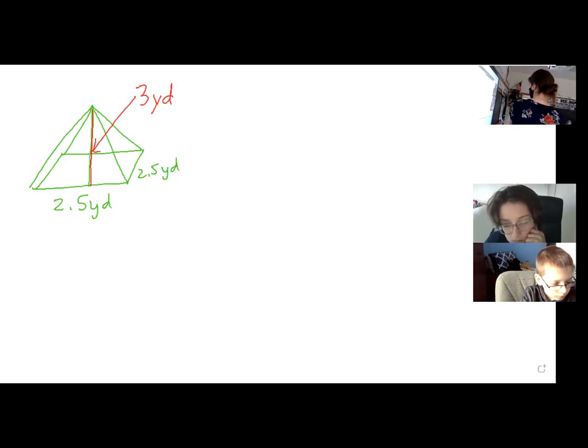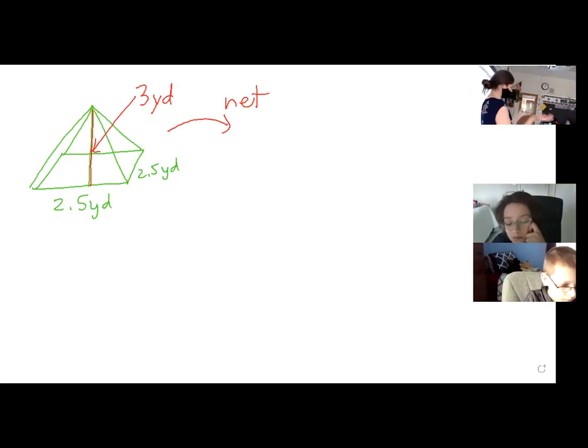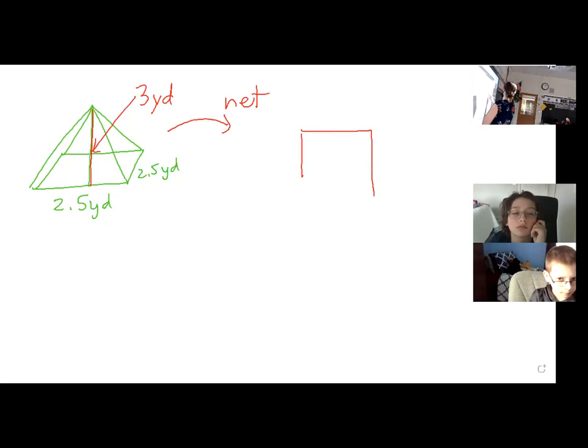All right. So step 1 is to turn it into a net, right? Let's make it flat. Let's uncurl it. And since this is a pyramid, we know a pyramid has one base and then triangles span out from that one base. What is the base here? It's a square. Okay, so let's draw a square first.